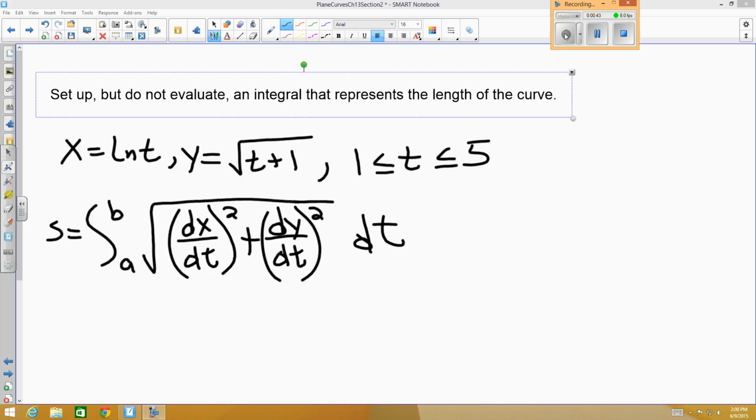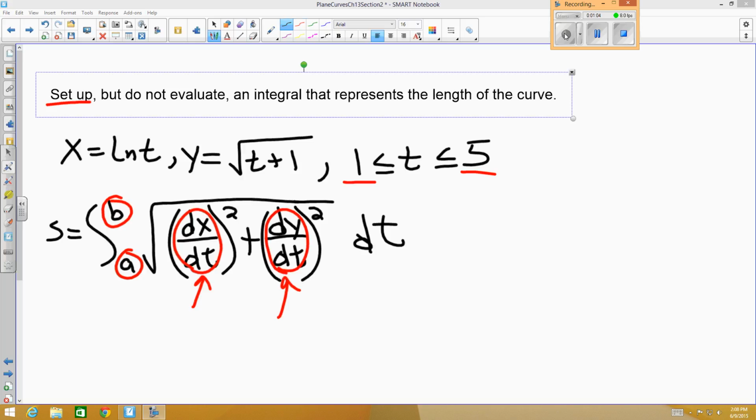So we just need to find a few things since we only have to set up the integral. We really just need to find a and b. Those are our limits of integration. That's quick enough to do. This is 1 to 5. But we also must find dx/dt, the derivative of x with respect to the parameter, and dy/dt, the derivative of y with respect to the parameter.